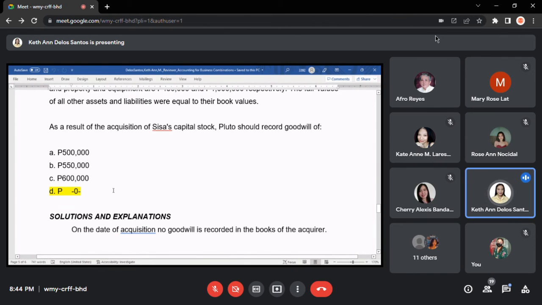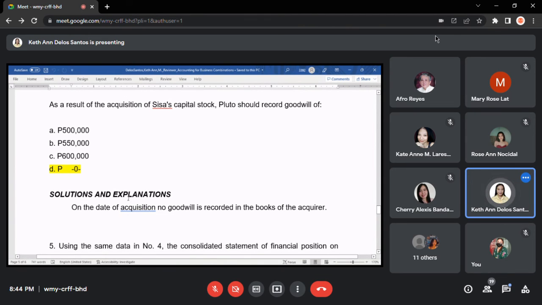Solution explanation. On the date of acquisition, no goodwill is recorded in the book value of the acquirer. Kasi nga, di ba yung goodwill, i-record natin siya sa acquiree.